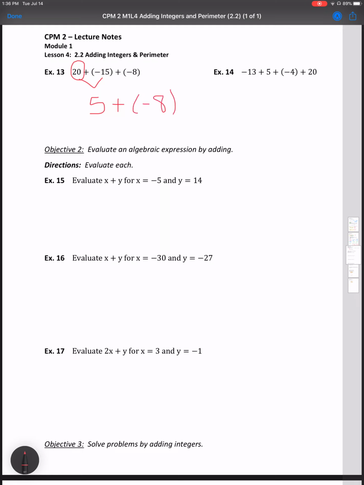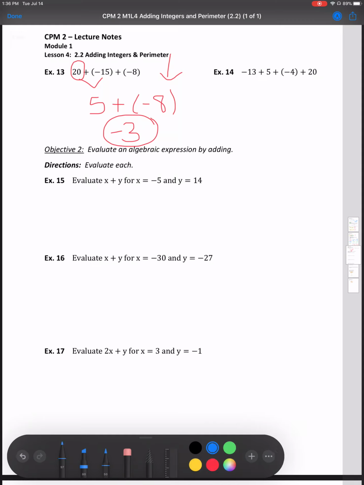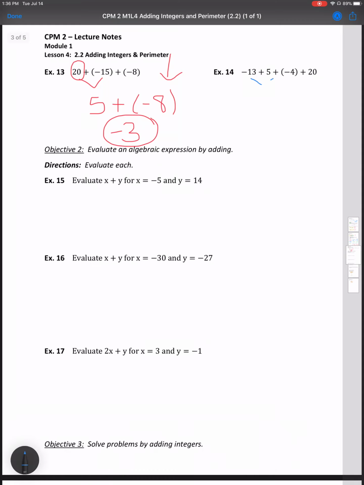And now add these. 5 plus a negative 8, same sign or different? Different. So I'm going to subtract, keep the sign of the larger, and what number's in front of 8? A negative. Okay. One more. Again, I'm going to take two at a time. Negative 13 plus 5, different signs, so subtract, keep the sign of the larger, and I'll just bring down what I'm not using yet, and then take the next two.